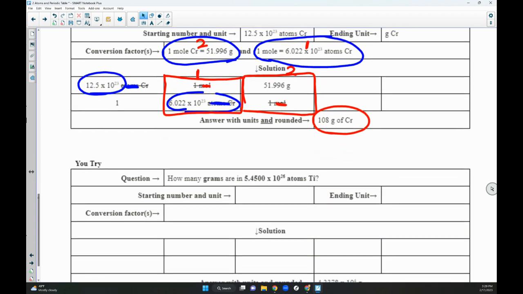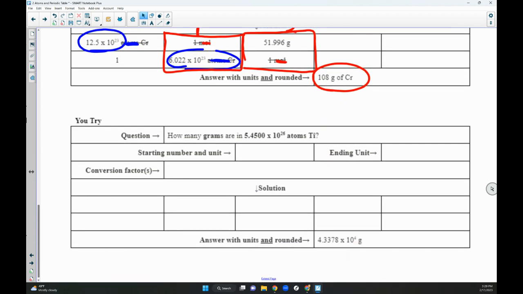Okay, take a couple minutes and give this last example a try on your own. Pause the video while you do that. All right, welcome back. We're going to do this final example, and on this last you try here, the answer in your booklet was also wrong. So make sure that you change it to this. Let's work through this together. How many grams are in 5.4500 times 10 to the 26th atoms of titanium? So we're starting with atoms, and we are converting to grams.